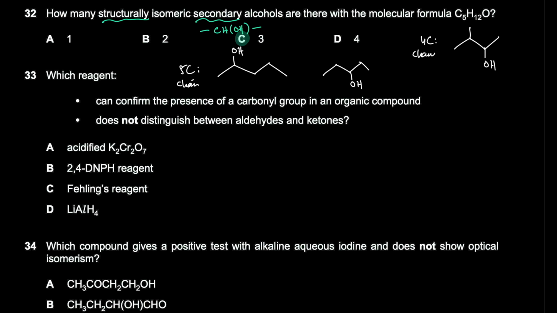Which reagent can confirm the presence of a carbonyl group in an organic compound and does not distinguish between aldehydes and ketones? That is 2,4-DNPH. It's used as a test for carbonyl compounds. It's a yellow solution that gives a bright orange precipitate with aldehydes and ketones, but it does not differentiate between the two.